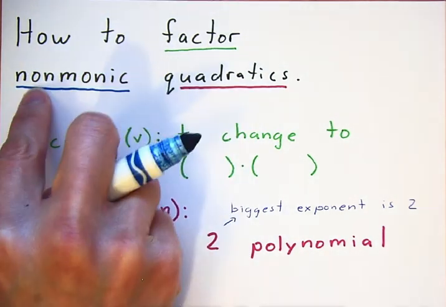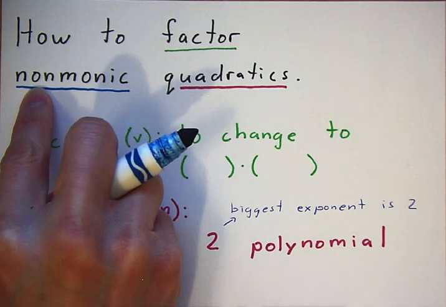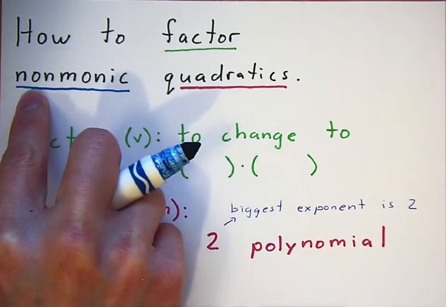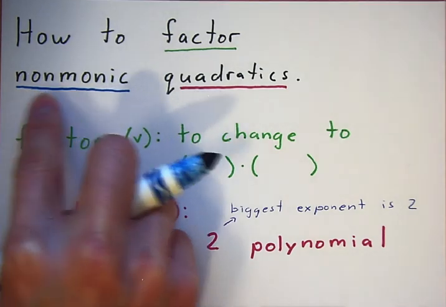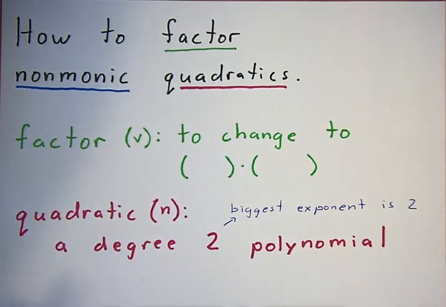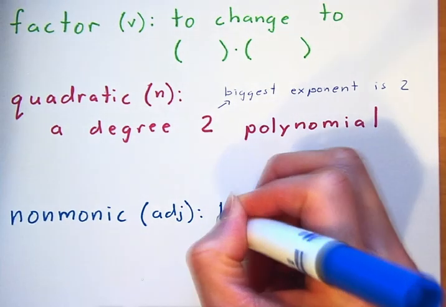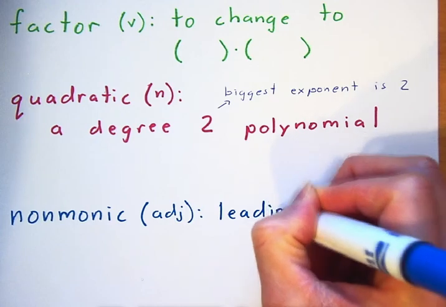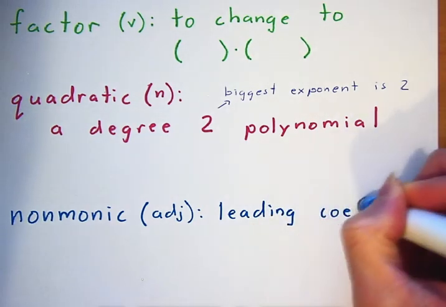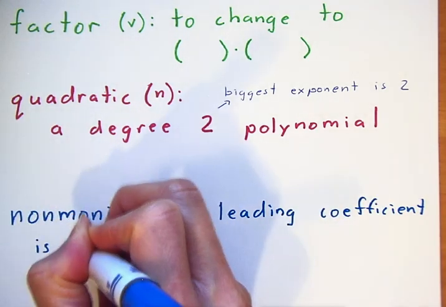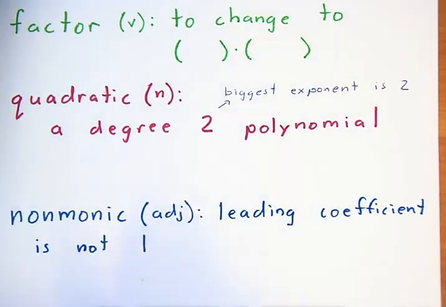Okay, and we're not just factoring quadratics, we're factoring non-monic. This non means not. A monic is when the leading coefficient is 1. So a non-monic is when you have a leading coefficient that is not 1. So non-monic. The leading coefficient is not 1.